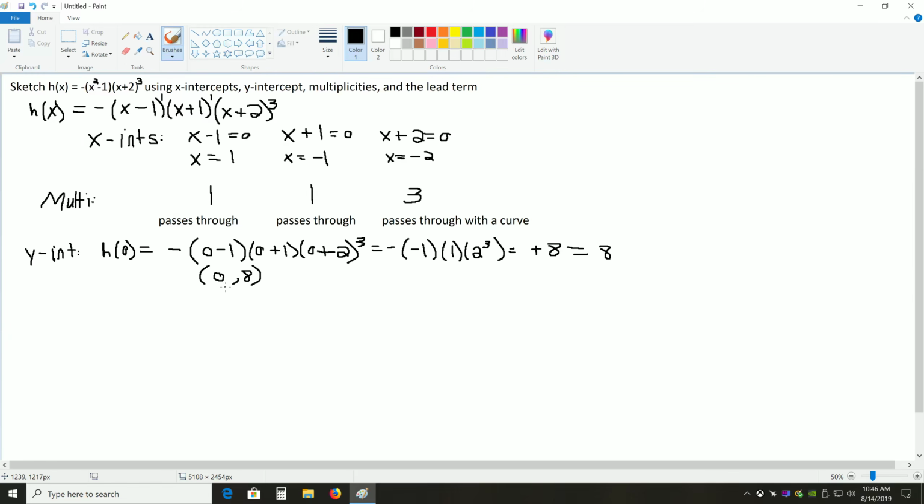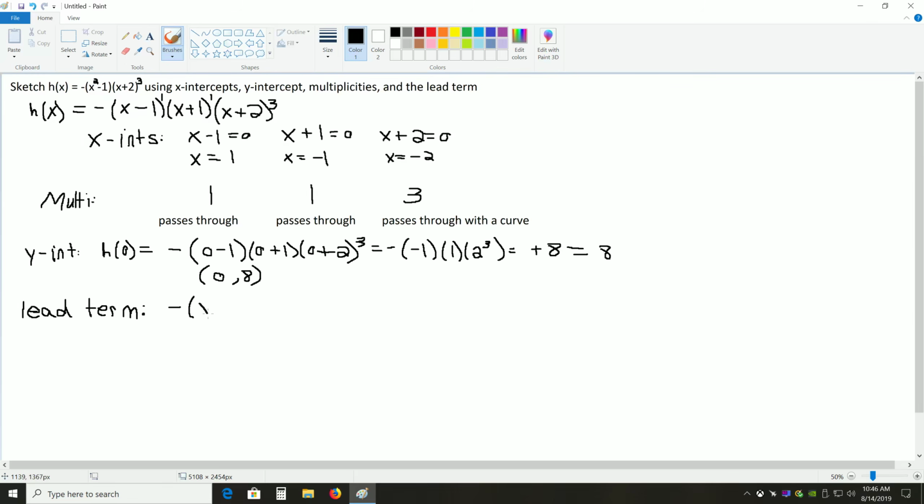And now finally from here our last step is to find the lead term. And the lead term is going to be when we take all of our largest exponents in each of our factors and we multiply them together. So we start with this coefficient on the outside of our factorization, this negative. We're going to multiply that negative by this x because it's our largest term.